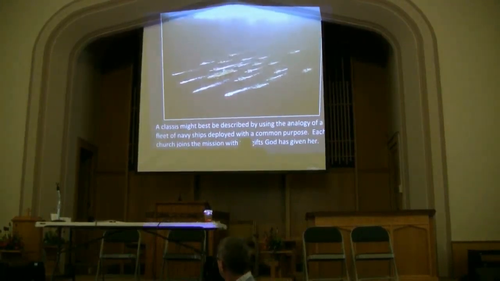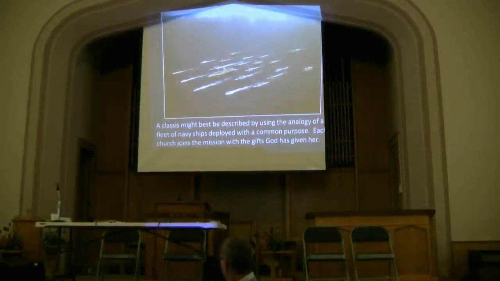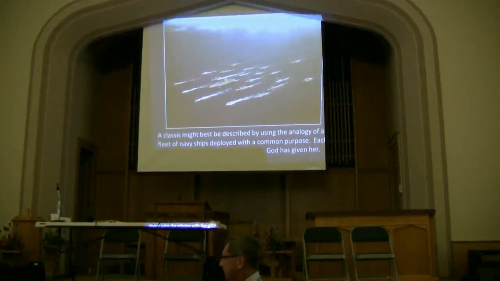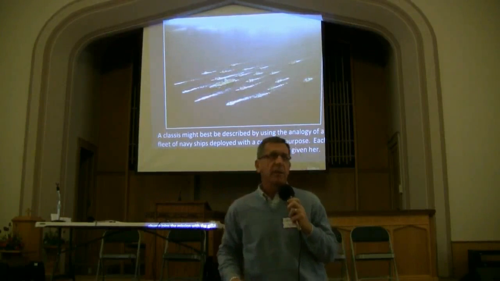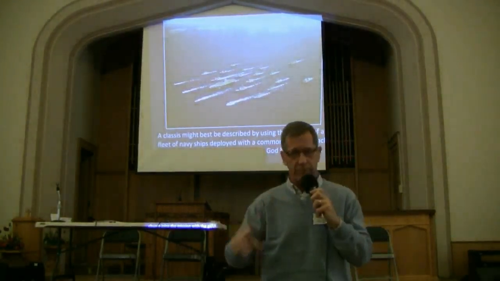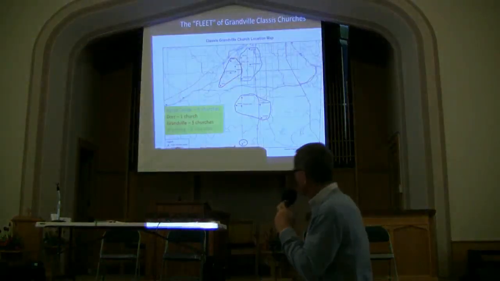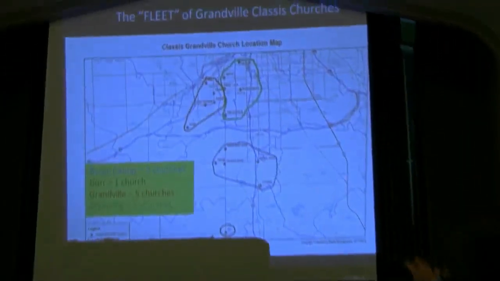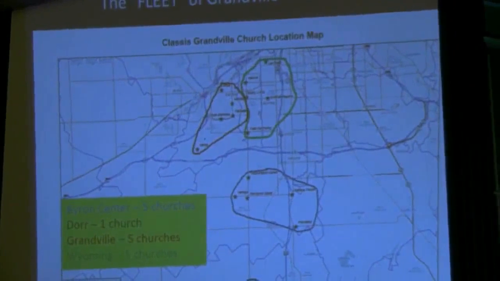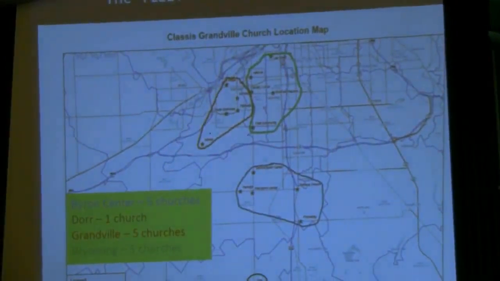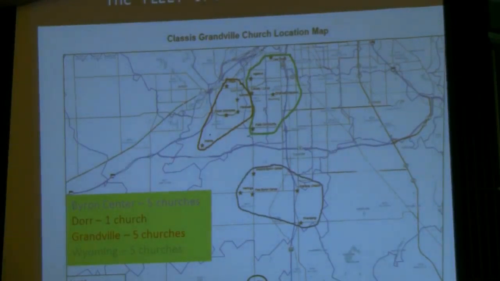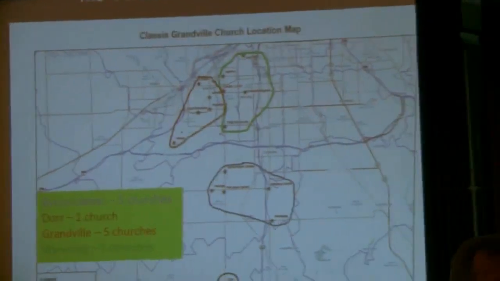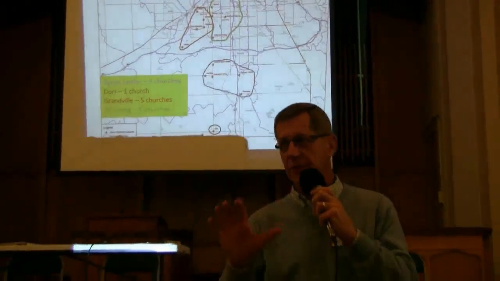A Classis might best be described by using an analogy of a fleet of Navy ships deployed with a common purpose. Each church joins the mission with the gifts God has given her. I like this analogy because we are like ships in a fleet all together. And the fleet looks something like this. This is our map. There are 5 churches in Byron Center, down in the lower section there. The furthest south, of course, is Dorr. Then we have 5 more churches. The red triangle-ish diagram there are the Grandville churches. And then there are also 5 churches in Wyoming. 16 ships, all go into battle for Jesus Christ.